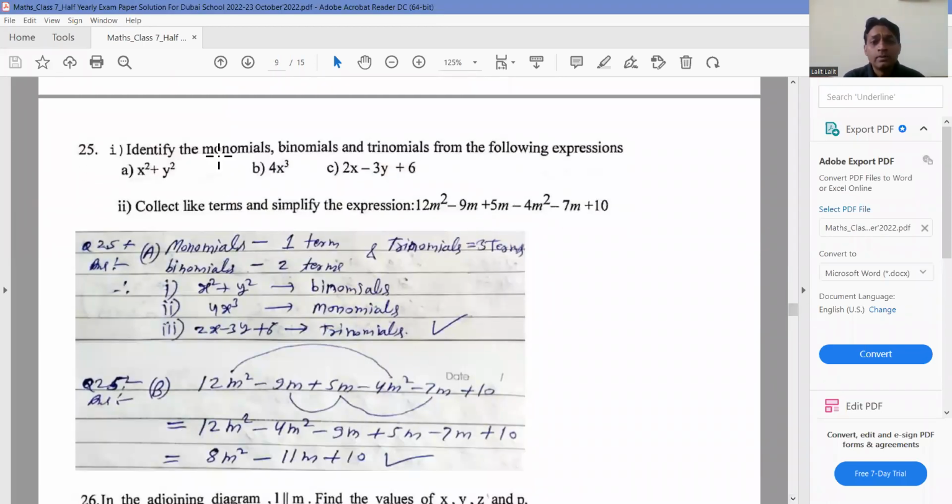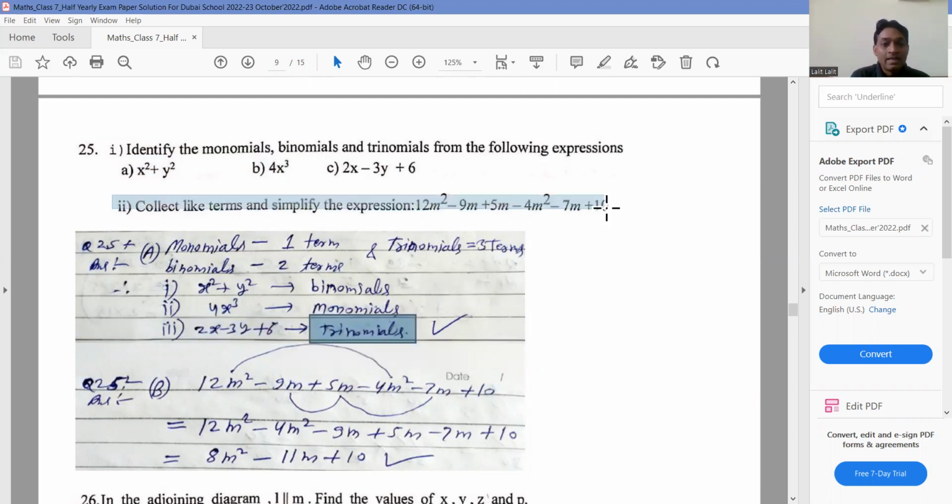Identify the monomial, binomial, and trinomial from the following expressions. There are three expressions given. The first question and second question we'll do later. First, 25th question, part A. All the expressions which have only one term are called monomial, two terms are called binomial, and three terms are called trinomial. So in the first expression, x squared plus y squared, it has two terms, so we call it a binomial. The second expression is 4x cubed, only one term, it is a monomial. And the third expression has three terms, 2x minus 3y and 6. So this is called a trinomial. So this is the answer.